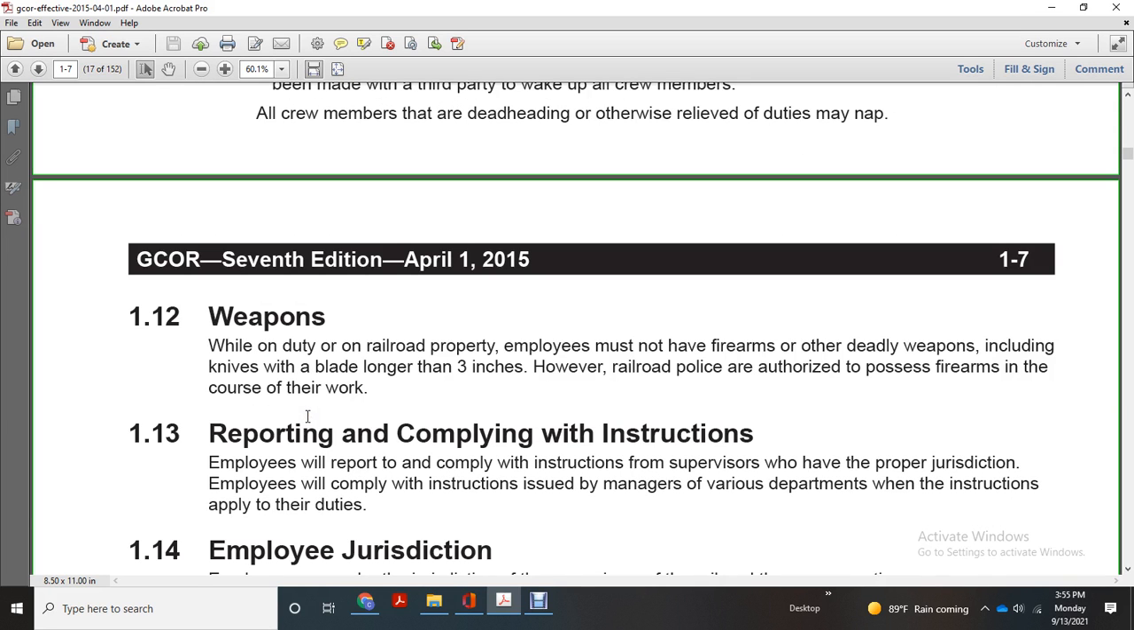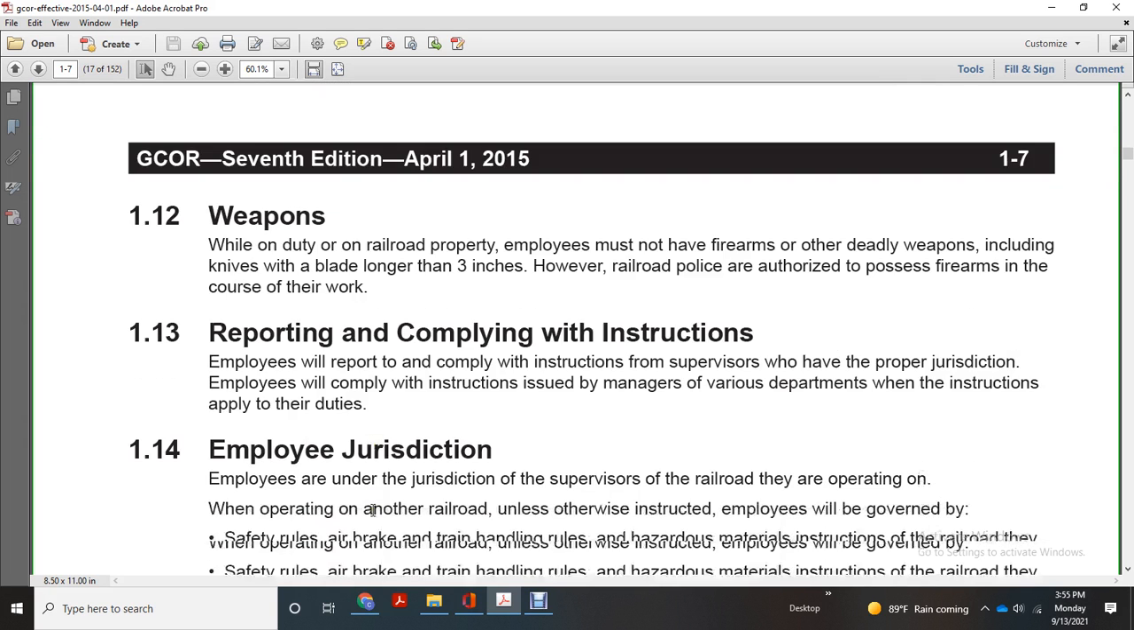Reporting and complying with instructions. Employees must report to and comply with instructions from supervisors having proper jurisdiction. The employee must comply with instructions issued by the managers of various departments. Employees apply to these duties.